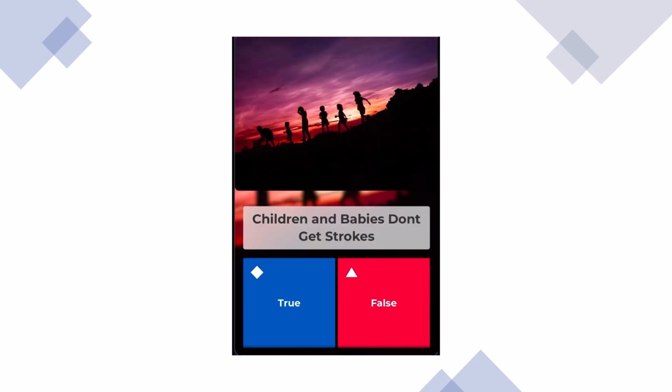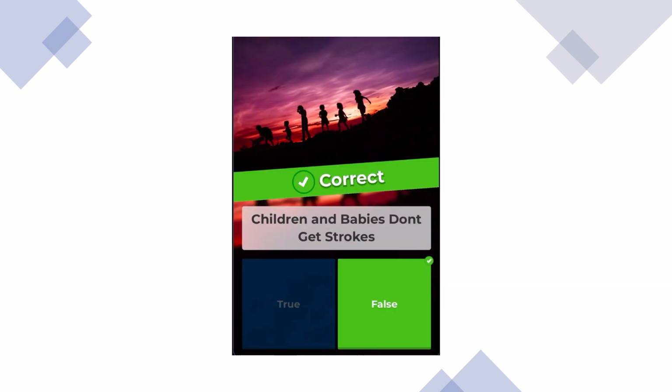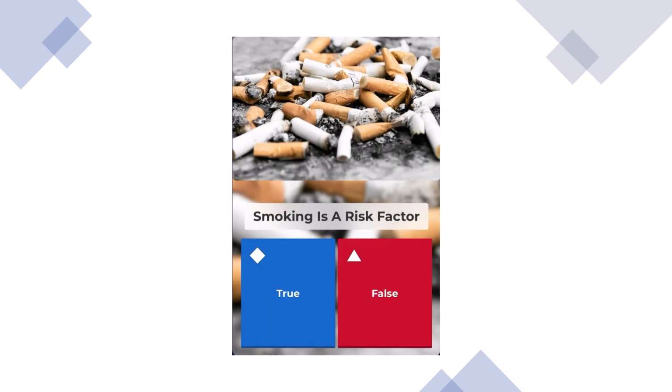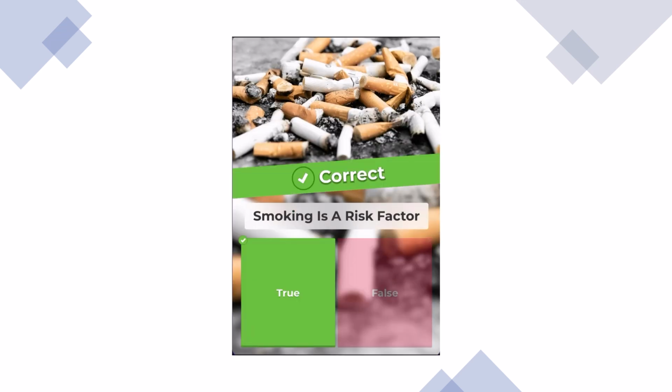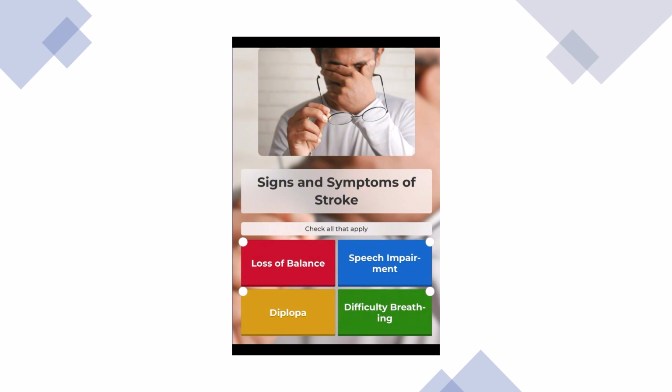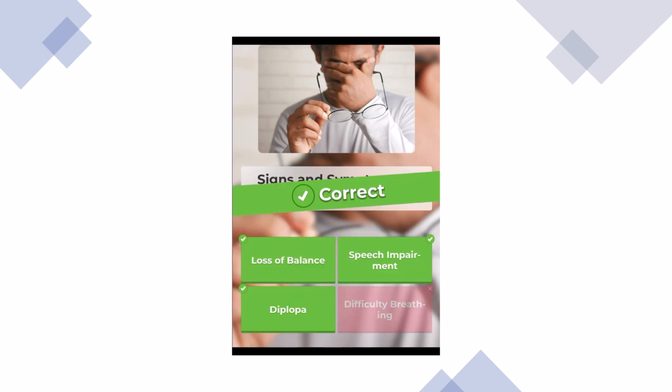True or false? Children and babies don't get strokes. The correct answer is false. True or false? Smoking is a risk factor. The correct answer is true. Signs and symptoms of stroke: A. Loss of balance, B. Speech impairment, C. Diplopia, and D. Difficulty breathing. The answer is A, B, and C.